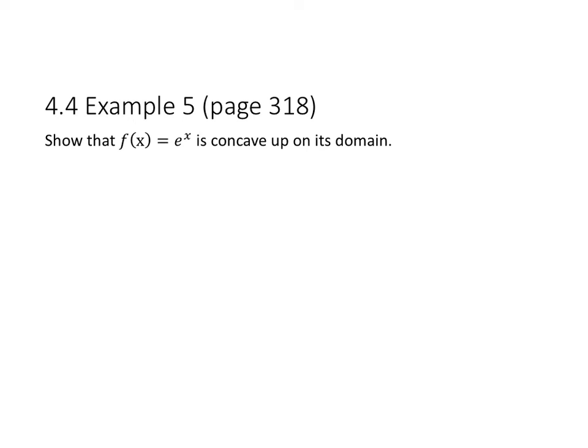Example 5 on page 318 asks us to show that f of x equals e to the x is concave up on the domain. So first I find the first derivative, which is e to the x. Then I find the second derivative, which is also e to the x. And since the second derivative, e to the x, is always positive, then I'm concave up all the time.